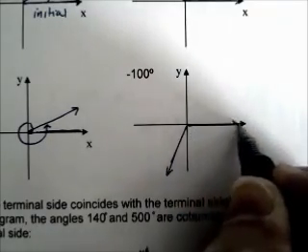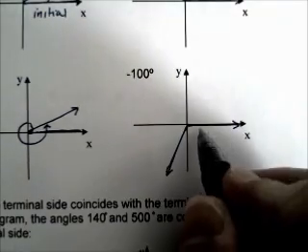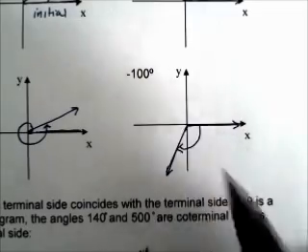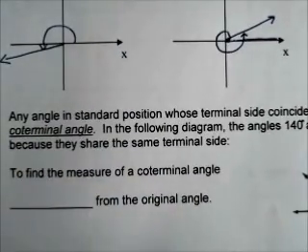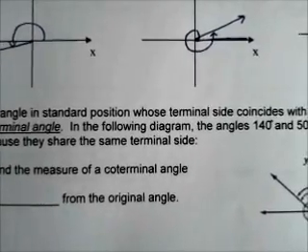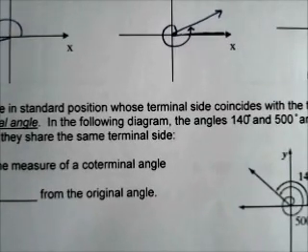Initial side, terminal side, and our direction. Next, any angle in standard position whose terminal side coincides with the terminal side of theta is a coterminal angle.